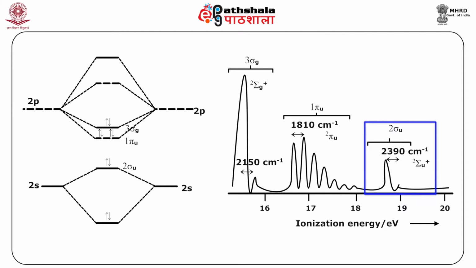And then finally, you have another band at 18.76 electron volt, and it has very little vibrational structure and a vibrational spacing of 2390 cm⁻¹, which indicates that σu is a weakly bonding orbital with only a slight decrease in bond length to 0.1074 nanometer. There is another point to be noted: the area under the peak for the central band is twice that of the other two bands, and this is because the pi bands are doubly degenerate and the sigma orbitals are non-degenerate.